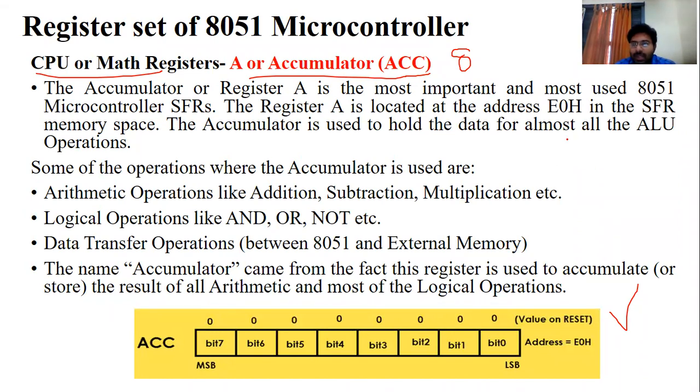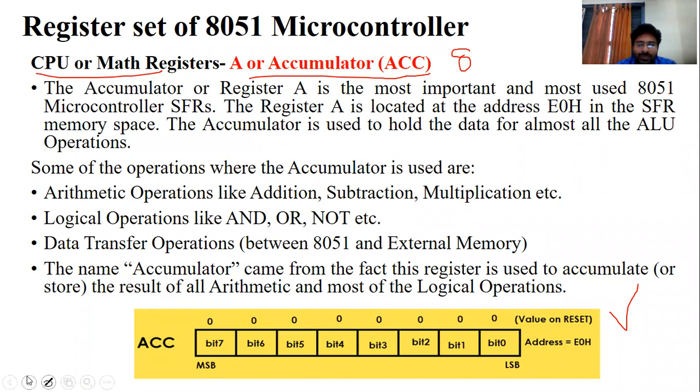What are the operations? Arithmetic operations like addition, subtraction, multiplication, division, then the AND operation, OR operation, and NOT operation, then compare operations. At the same time, you know that whenever you add any two numbers, the result is also stored in the accumulator. In all these operations, one of the operands is the accumulator.